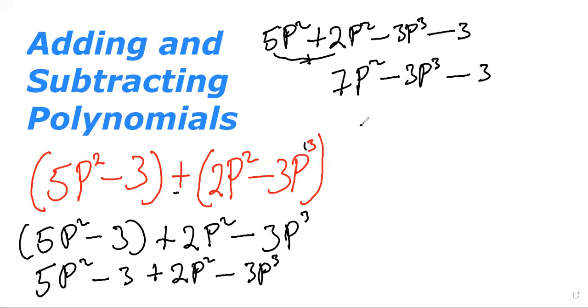We're going to be having minus 3p to the power of 3. So in front of 7p squared is a positive sign. So we're going to say plus 7p squared, to the power of 2, right? 7p to the power of 2, or 7p squared, okay? So minus 3, all right? So that's what it's going to do.